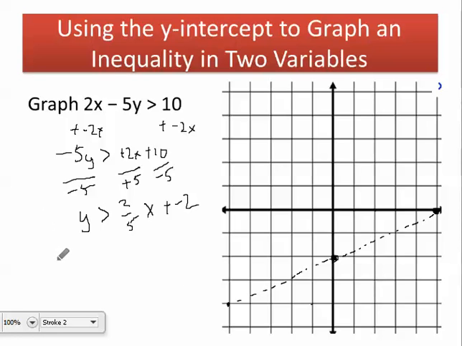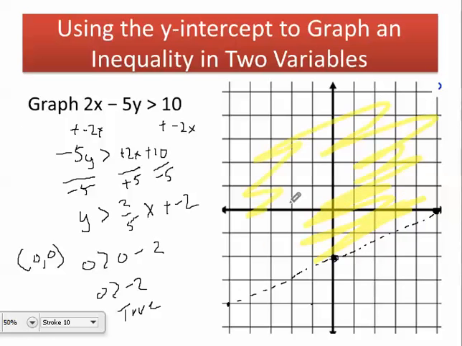I just graphed it. Oh, wait a second, we got to find out which side to shade, don't we? So I'm going to pick my trusty 0, 0 point, plug it in. I'm going to get 0 is greater than 0 minus 2, so 0 is greater than negative 2. That's true. So that means I'm going to shade the side that has the 0, 0 on it. That means I'm shading all this up here. Now, I'm not going to shade all of it. I'm just going to sketch it there and say, okay, you get the idea. Everything will be shaded up there.